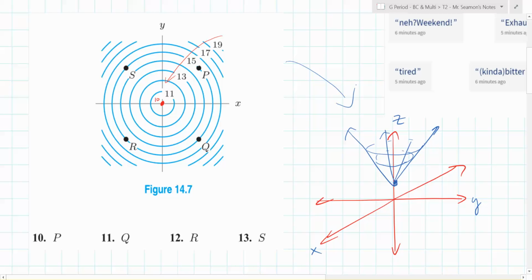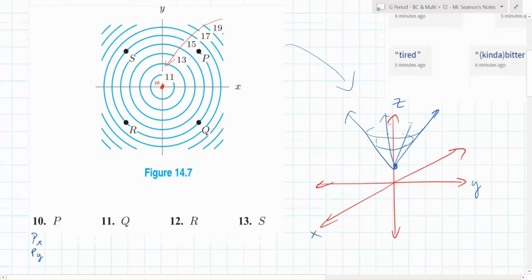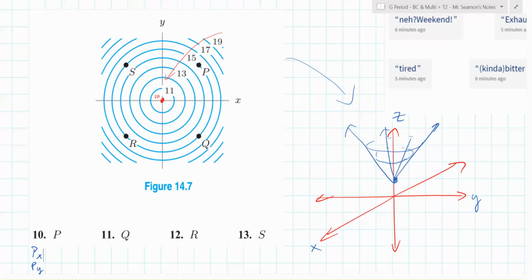So they want to know at each of these points what's the sign of the partial with respect to X and the partial with respect to Y. So let's just do one of them. Which one do you want to do? I know the numbers don't correspond to the ones you have. The numbers are off a little bit. Do you want to do Q? So let's do Q_x right here.